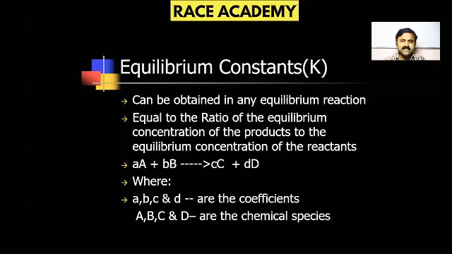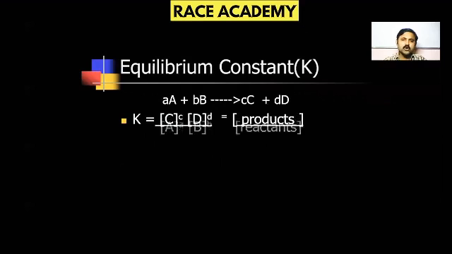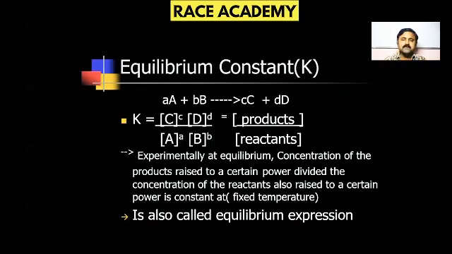Capital A, B, C, D are the chemical species. So in such a reaction, the equilibrium constant can be written as the product of the product concentrations raised to the power of their coefficients, divided by the product of the reactant concentrations raised to the power of their coefficients. So product concentrations over reactant concentrations is called the equilibrium constant. Experimentally, at equilibrium, the concentration of products raised to certain powers divided by the concentration of reactants also raised to certain powers is constant at a fixed temperature. So it is called the equilibrium expression.